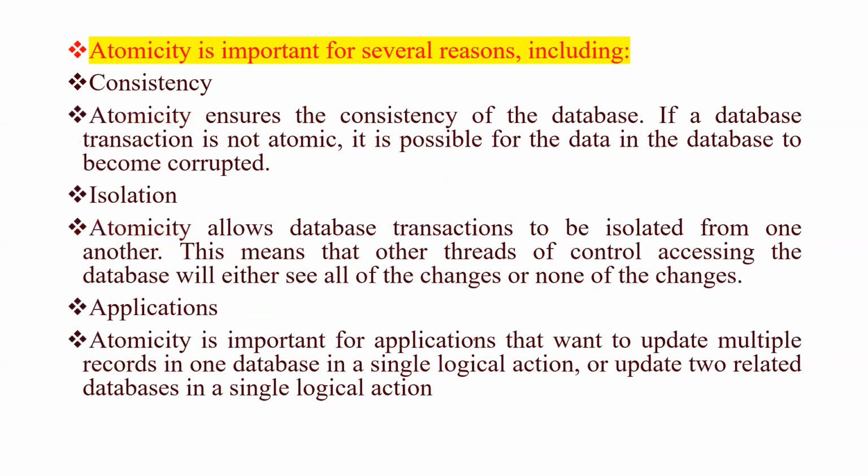So atomicity is important for several reasons. So what are these reasons? Consistency, isolation. Consistency: atomicity ensures the consistency of the database. If a database transaction is not atomic, it is possible for the data in the database to become corrupted. Clear? Like the amount is debited from the account, but it is not withdrawn. Clear? So the transaction is not successful, and it is possible for the data in the database to be corrupted.